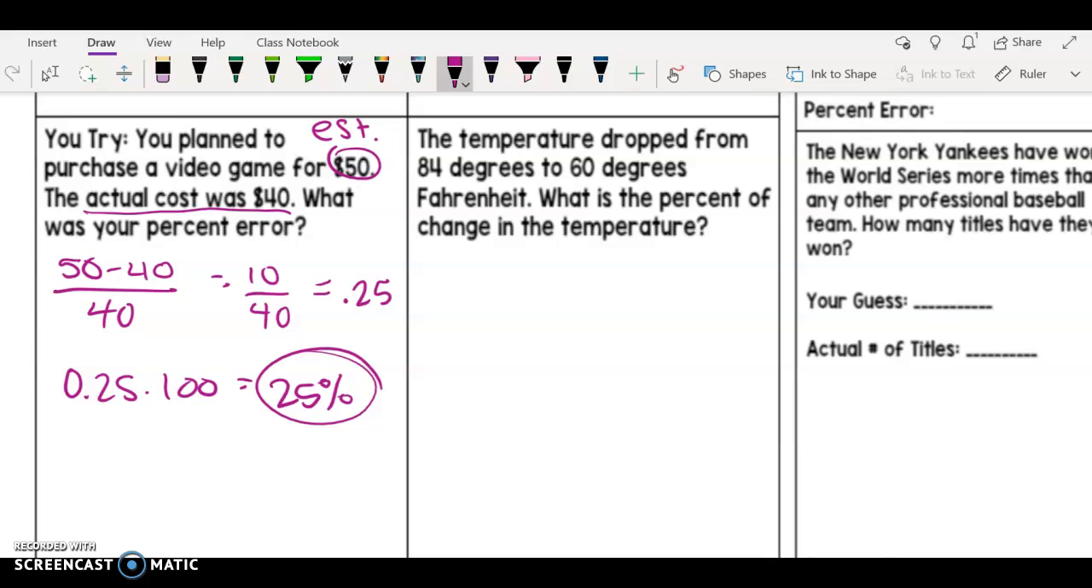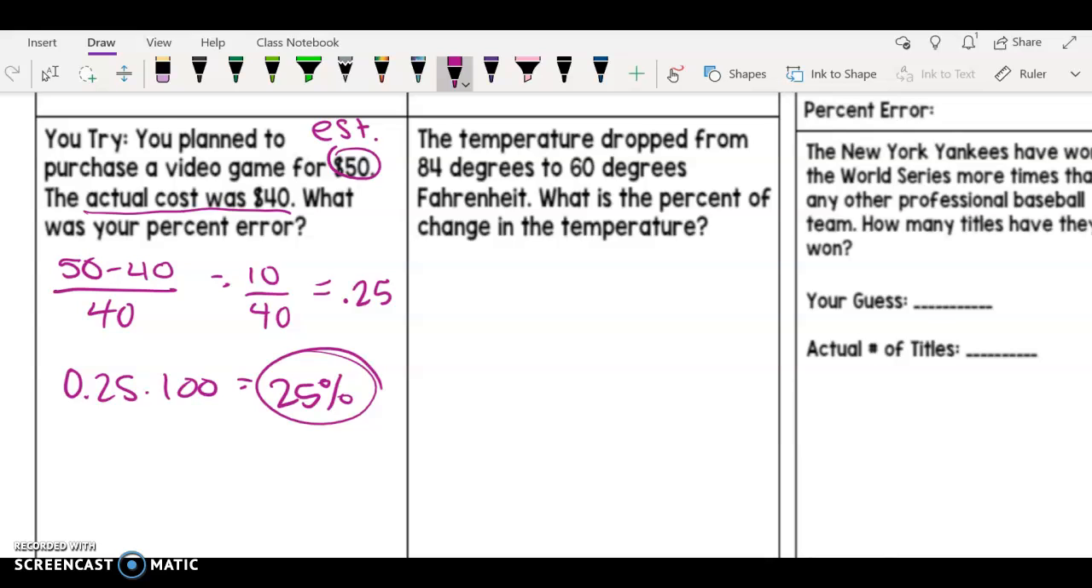But if we are estimating, if we're like an engineer and we're building a bridge, we don't want our error for our mathematics to be off by a whole lot. So when something like that's happening, we want it to be very, very teeny tiny.